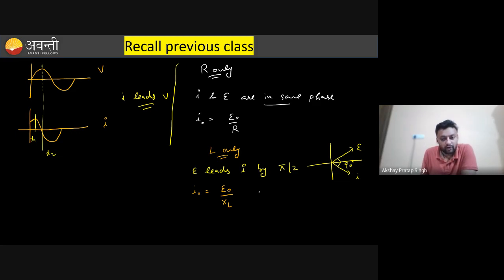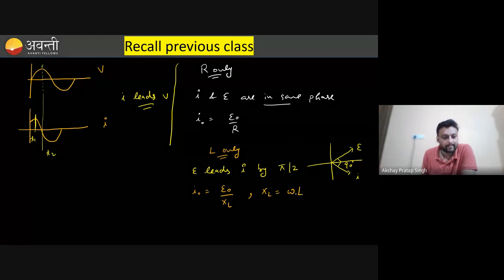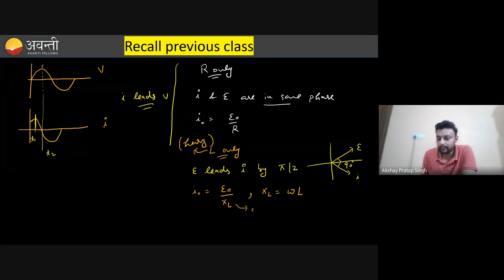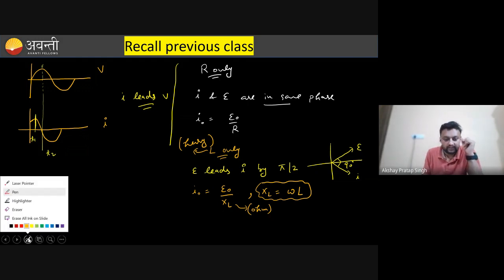One more thing: the formula for XL is omega L. Henry is the unit of L. The inductance has the unit of Henry, but the reactance XL is called inductive reactance and has a unit of ohm. Clear? The formula for XL is omega L, where omega is the angular frequency of the source.